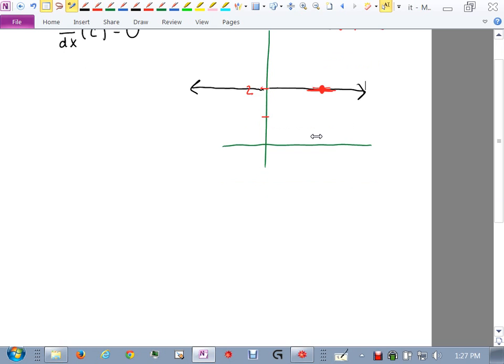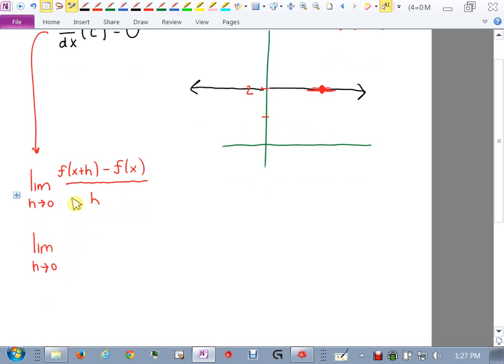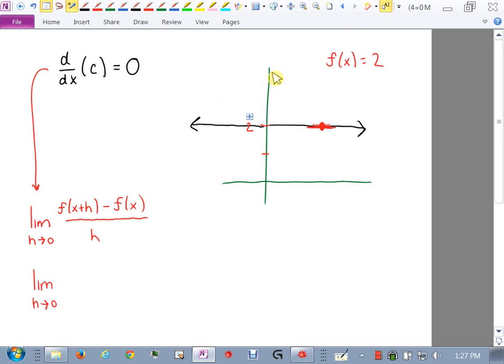We would actually have to do, this derivative would actually have to be the limit as h goes to 0 of f of x plus h minus f of x over h, right? Which is the limit as h goes to 0 of, what's f of x plus h? Forget the 2 right here. Come back to this. It's just a constant function, right? So what happens if I plug x plus h into the constant c function? What does it spit out?